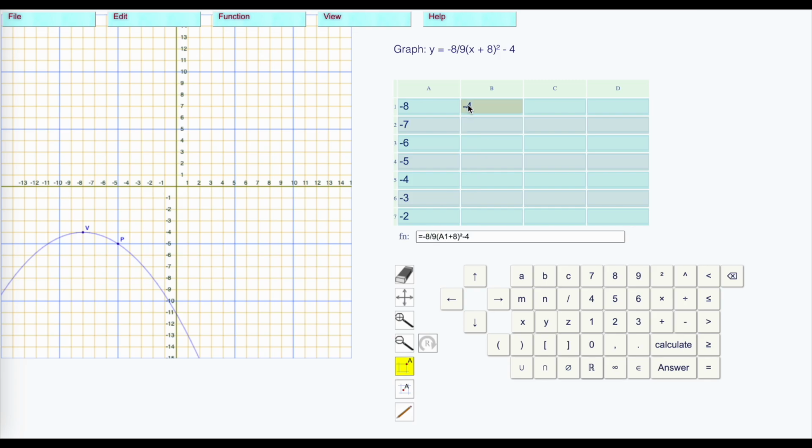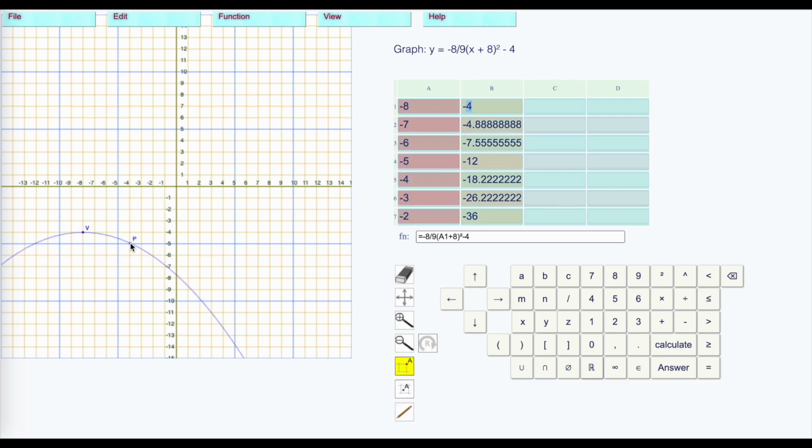Then I'm going to take this and fill it down. Here we have a nice integer solution at -5, -12. When the x is -5, the y is -12. And there's our parabola. And then we press answer to see if we're right.